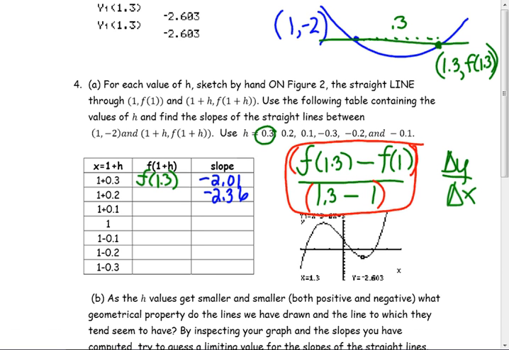Nice. Now, these h's aren't very small. And I was thinking of changing the lab so that the h's would be smaller. Then you could see it get closer and closer to that slope. Okay.